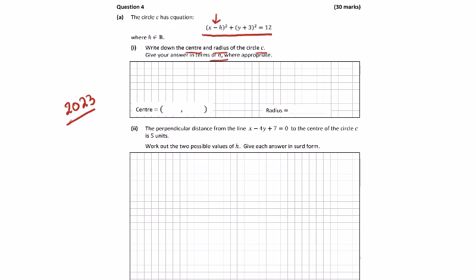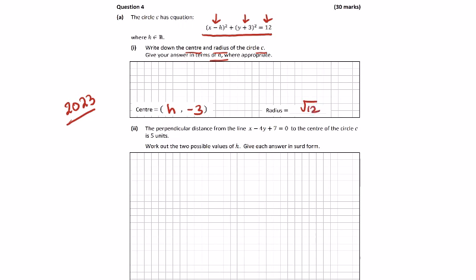So when it's written in this format, we just take whatever's in there, the h part, change the sign, take +3, change the sign, and r squared is on the right, so root 12. So that's the center and the radius.